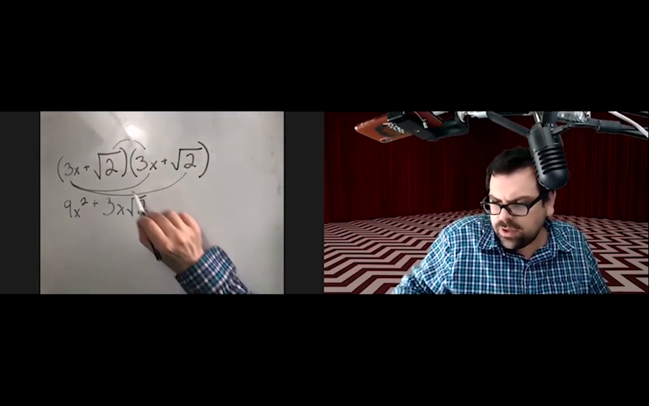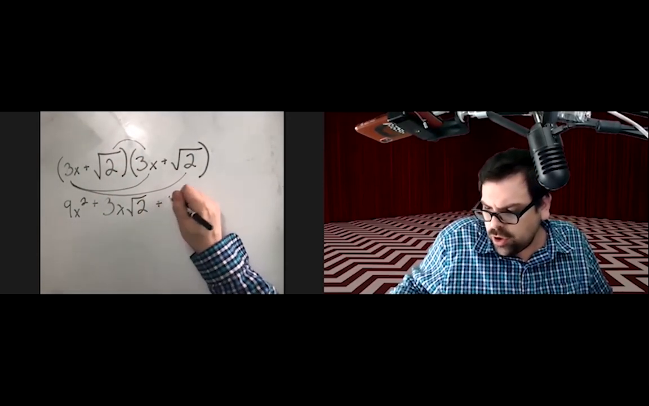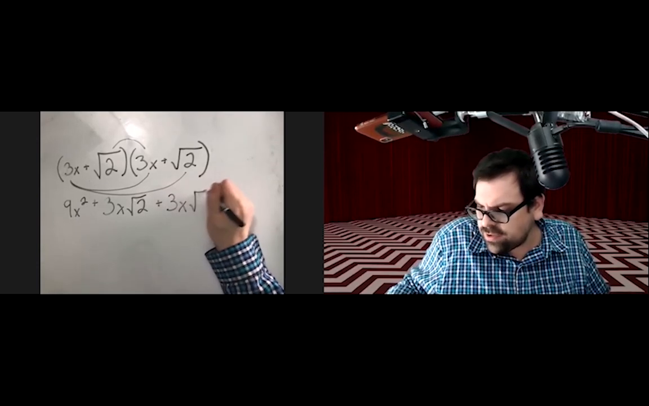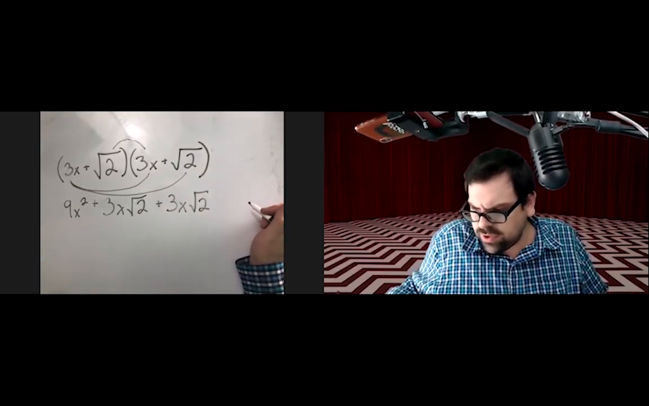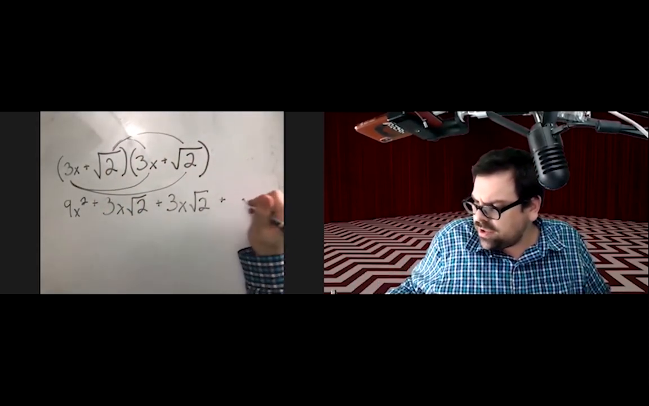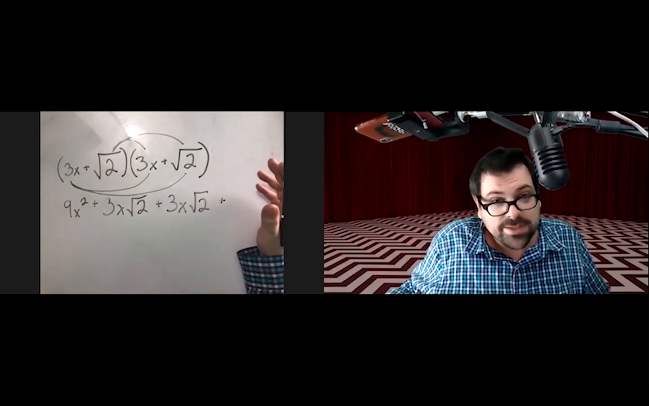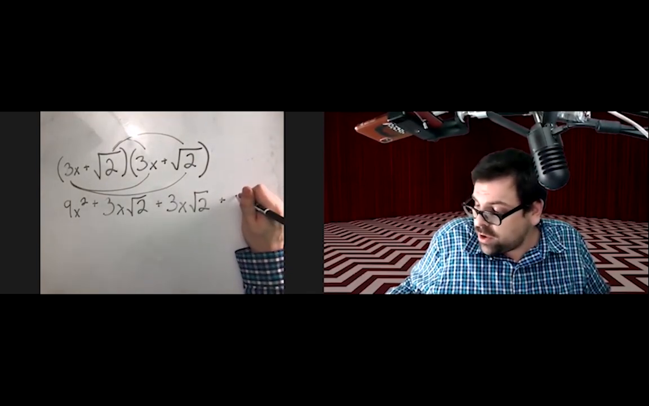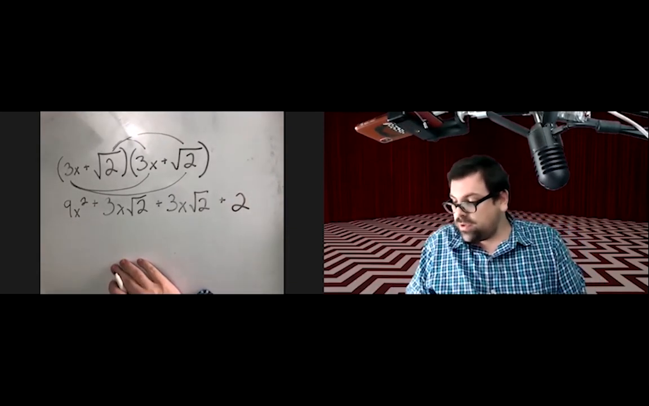Inner, that's another 3x radical 2. And last, radical 2 times radical 2, that would be radical 2 times itself, radical 2 squared. We're just left with the 2 that's underneath.